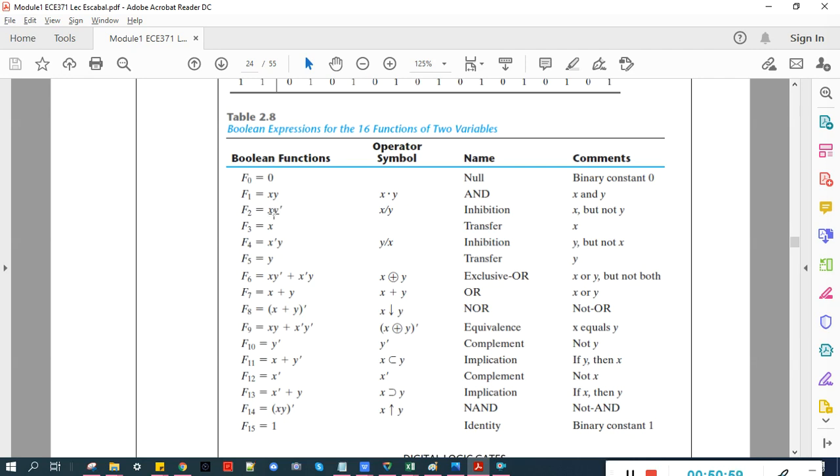The Boolean function is xy prime. It's written with the operator symbol as x. Well, this is not commonly used. It's called inhibition. X but not y. Inhibition, x but not y. X, transfer. If f of x equals 3, you are just transferring the value of x to f3.